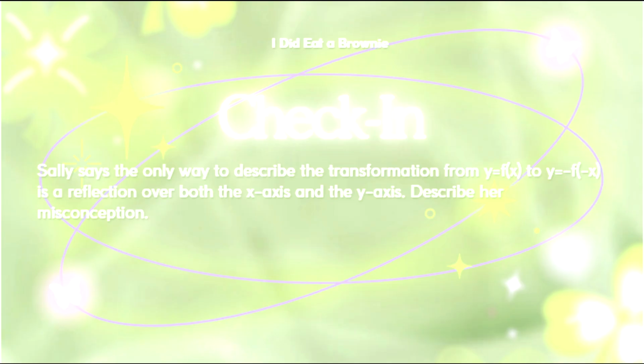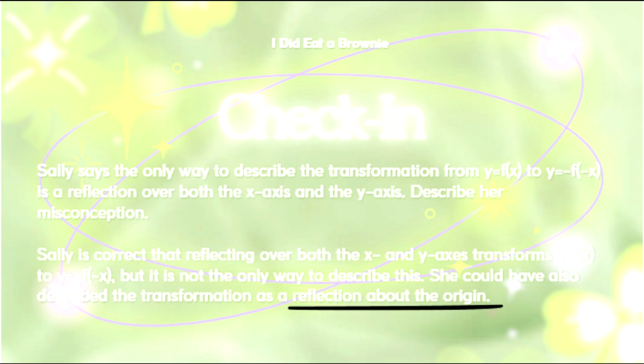Here's another check-in. Sally says the only way to describe the transformation from y equals f of x to y equals negative f of negative x is a reflection over both the x-axis and the y-axis. Describe her misconception. Oh, Sally, you've misconstrued it. That's one correct way to describe it. But the other way you can describe it is a reflection about the origin, you silly goose.